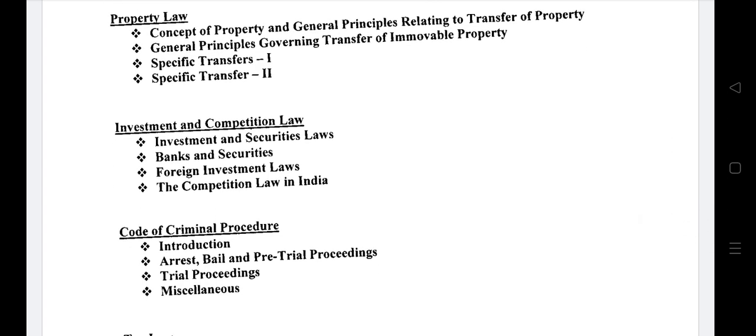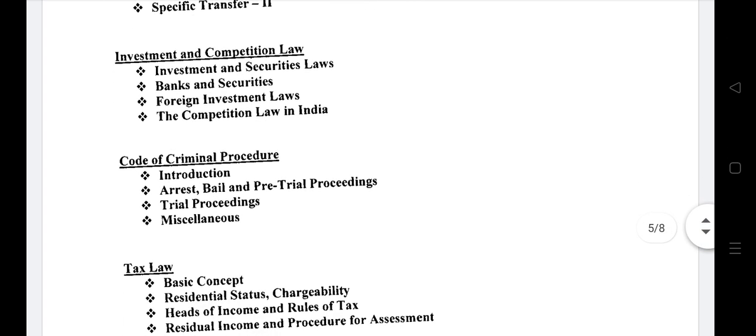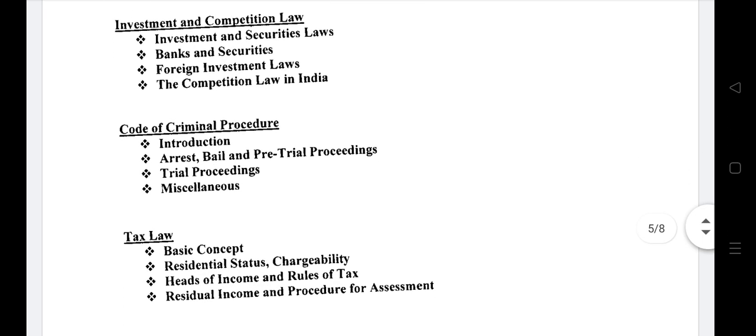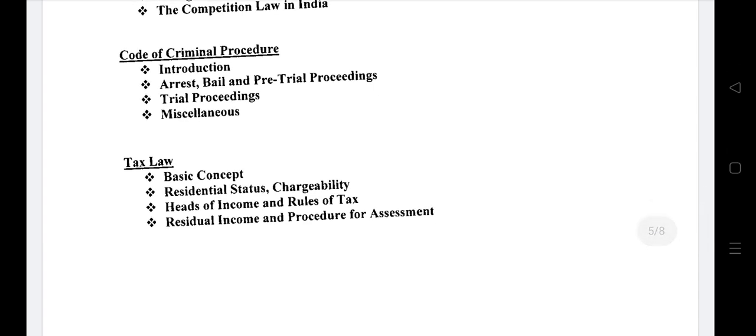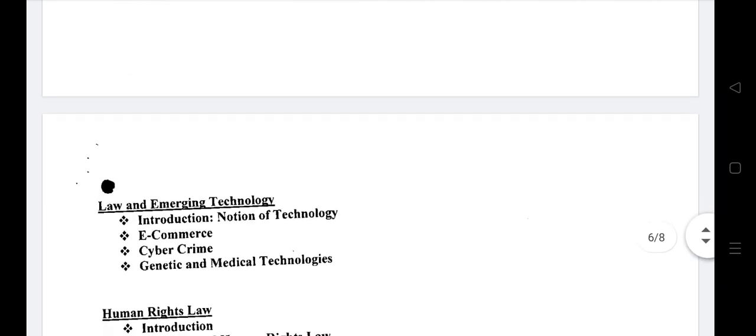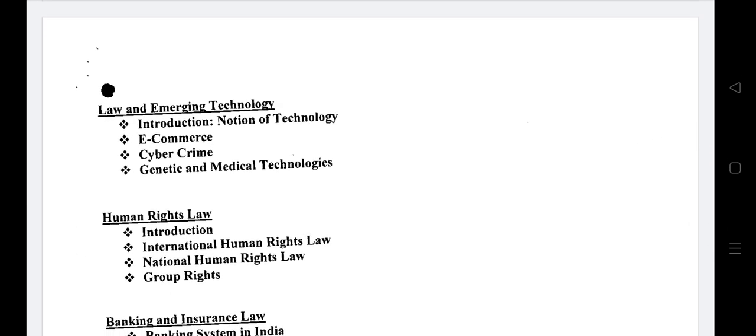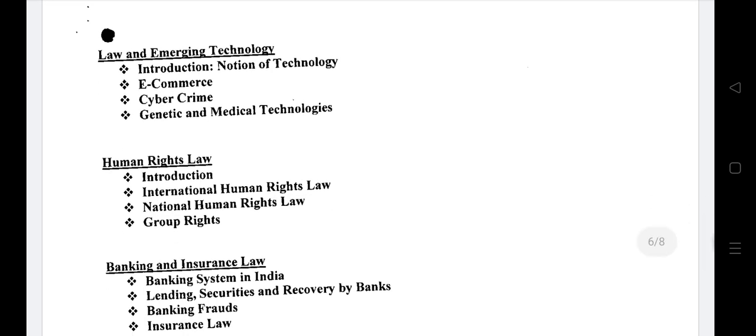From investment and competition law, you have to cover investment and security laws, bank and securities, foreign investment laws, the competition laws in India. Then we come to CRPC, where you have to study the introduction, the arrest, bail and pre-trial proceeding, trial proceeding, miscellaneous. Also tax laws, the basic concepts, residential status, chargeability, heads of income and rules of tax, residual income and procedure for assessment. Then we come to emerging technology, that is the IT Act, the notion of technology, e-commerce, cybercrime, genetic and medical technologies, human right laws, introduction, international human right law, national human right law and group rights.